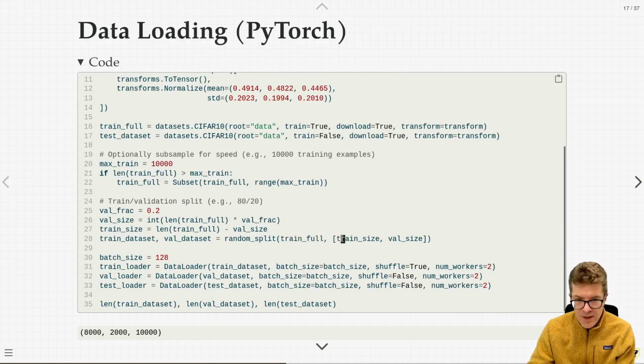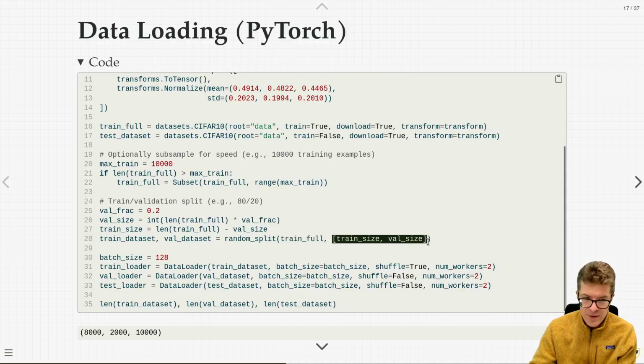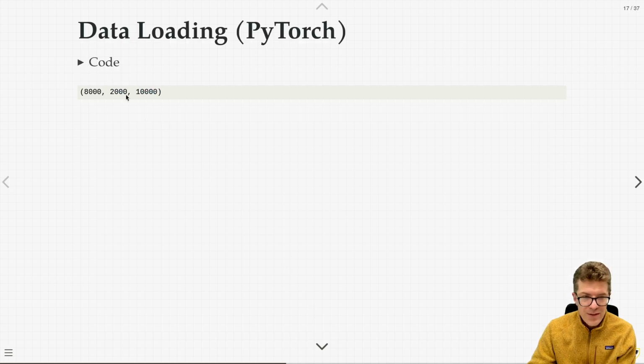So here's all my data, and I just split it in terms of training size and validation size. Then I load the data in for training, validation, and test. I have 8,000 training data points, 2,000 validation, and 10,000 for testing. Again, this is not a normal scenario. It's just for explanation's sake.